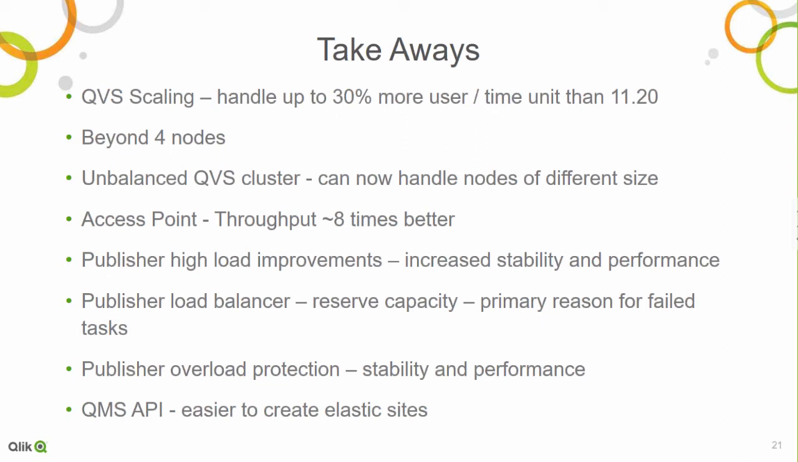Publisher high load improvements. I have very high expectations of that. I think it's going to make things a lot easier for support. Publisher load balancer, new features for load balancing, and setting up your schedules. Publisher overload protection. We didn't look at it now, but you will notice in your schedules that you will now see queued status when there are no available engines, for example. So that's pretty nice. And new QMS API stuff that might be very interesting as well. That's pretty much it for me. So I think we'll move on to some QA.